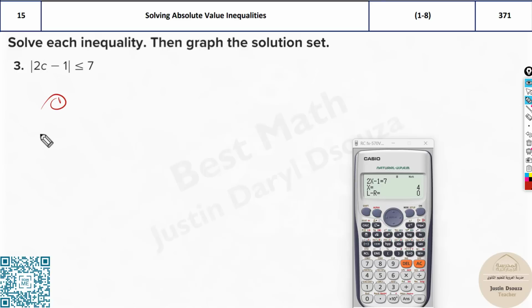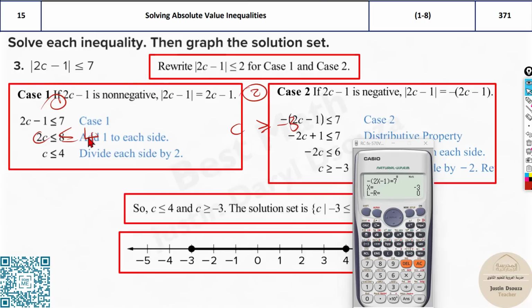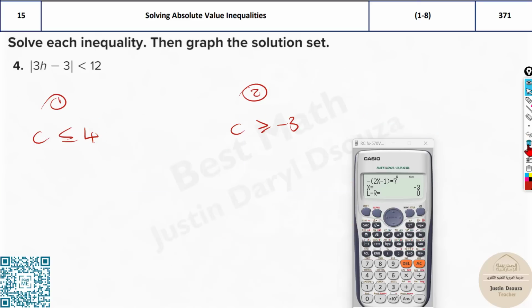Case 1: x will be less than or equal to 4. For case 2, x will be greater than or equal to, because there's a minus sign here, right? So all we need to do is, it'll be minus in case 2. Close the bracket and shift and solve. And the answer is negative 3 here. So it's minus 3. That's it. So that would be the answer. And you know how to graph it. Less than or equal to 4, that's everything less than that, and greater than or equal to minus 3 is to the right.